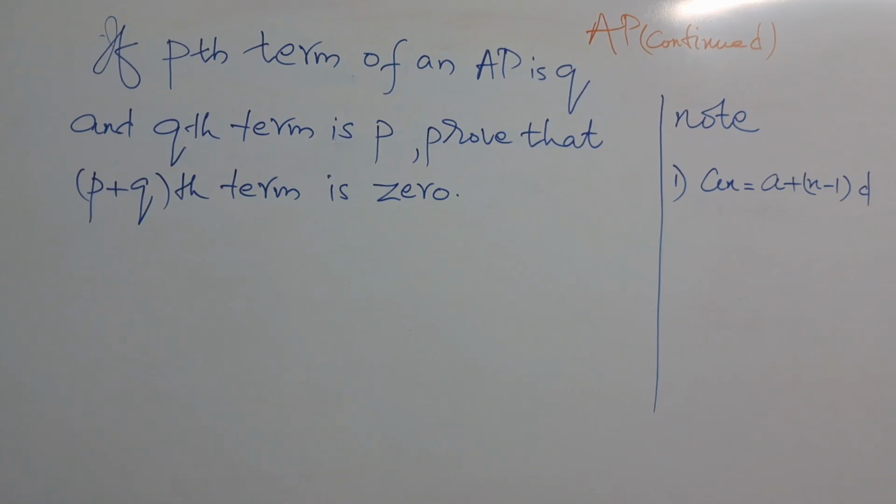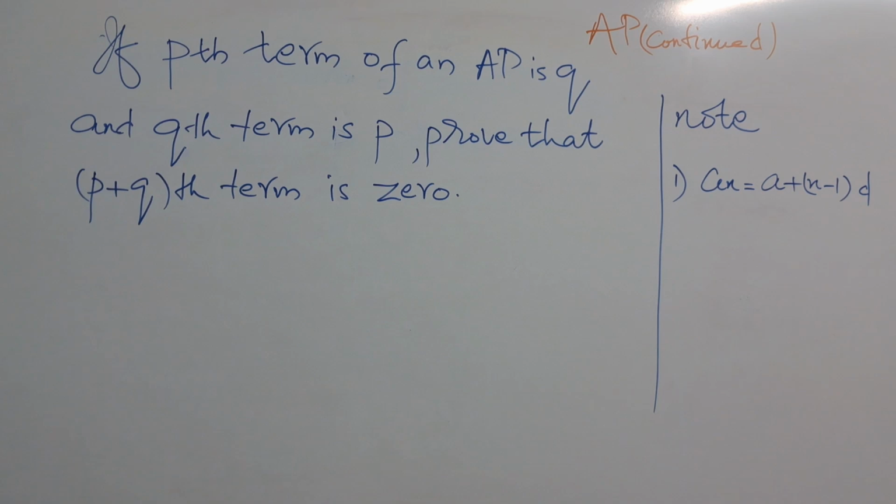Dear students, here is a question for you. If the pth term of an AP is Q and the qth term is P, prove that the (p plus q)th term is 0. For many students, this type of question arises some problems because they are much more familiar with numbers in arithmetic progression.